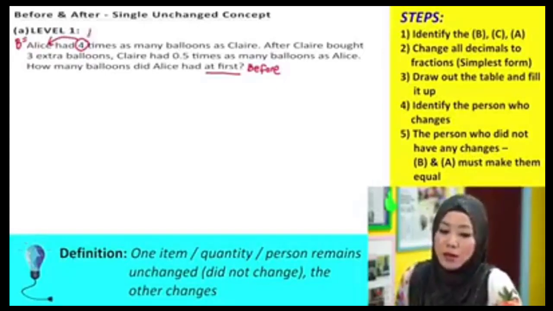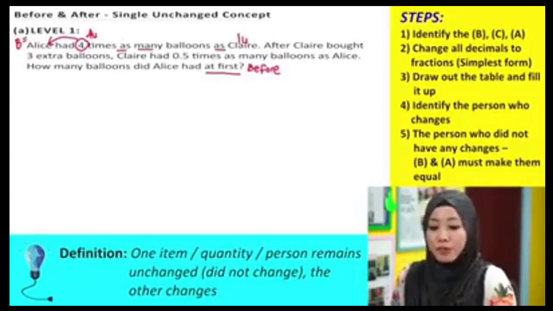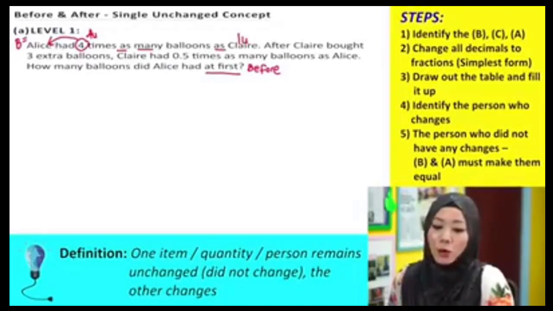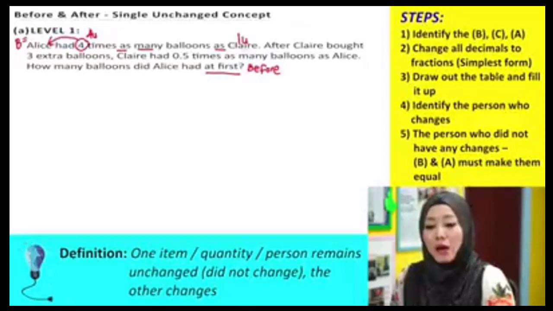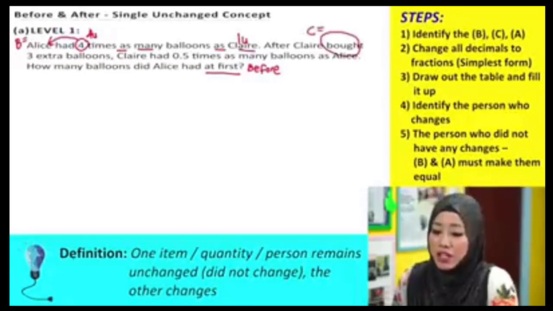Okay, this 4 times means Alice has 4 units. As many as is a magic phrase. Whenever you have that, go back to the first person in the sentence, and then you look whether you give her a whole number. If it's a whole number, 4, in this case 4, the second person, Claire, will have 1 unit. So this is my change sentence.